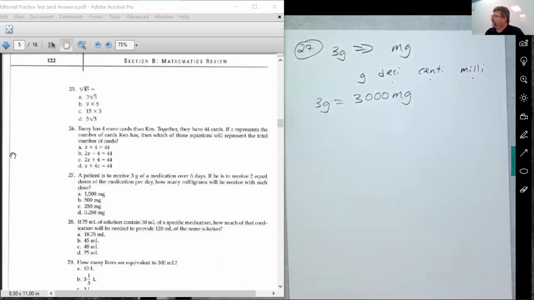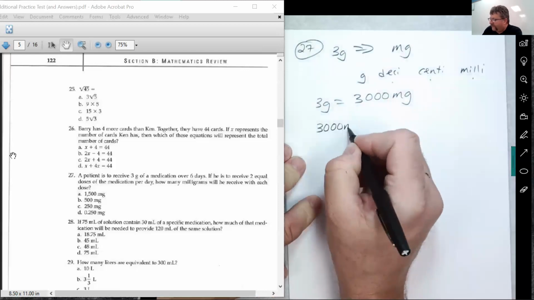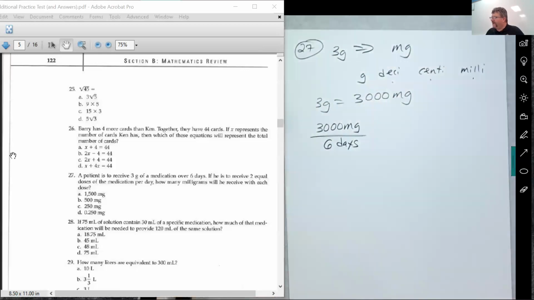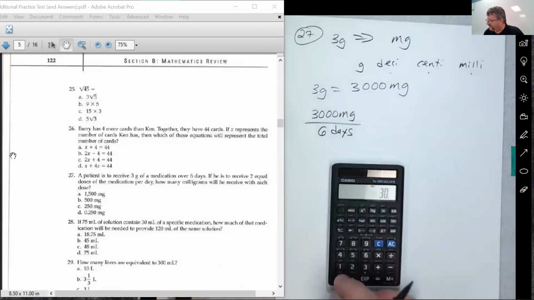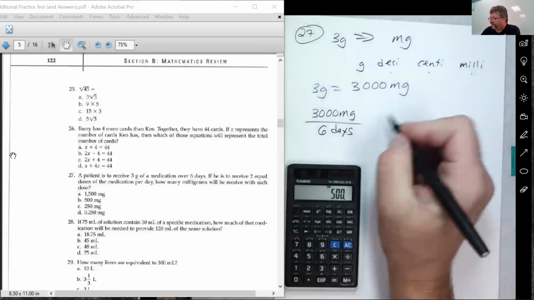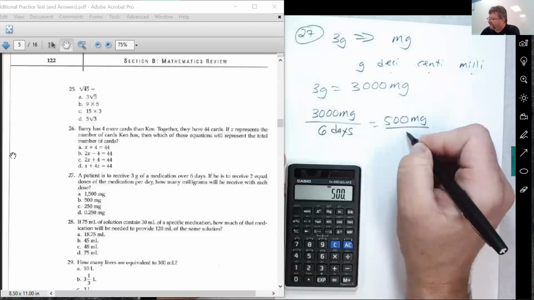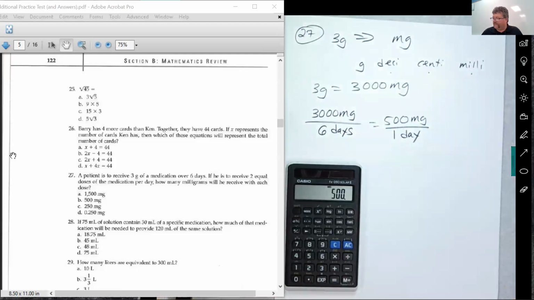If he's to receive 2 equal doses per day, how many milligrams per day? So we're getting close here already. It's 3,000 milligrams per 6 days. Okay, if you write it as a ratio like that, look at the units, milligrams per day. If I perform this division, 3,000 divided by 6, I'm going to get 500. We didn't need a calculator for that one, did we? Milligrams per day, okay, per 1 day. If it makes you feel better to put the 1 in there, put it in.